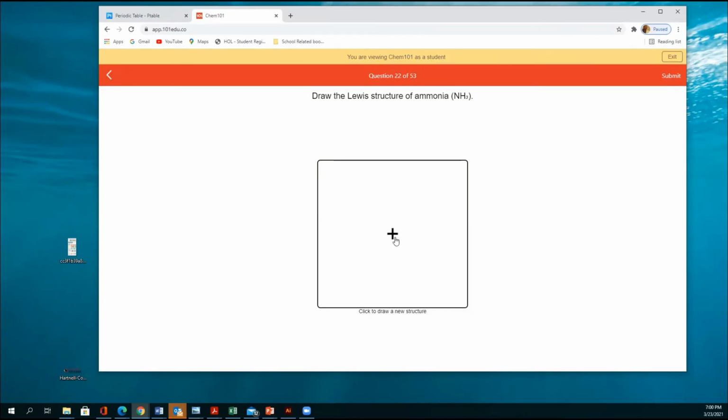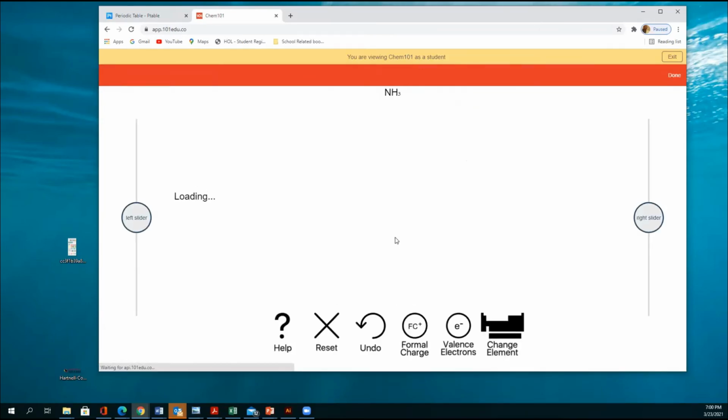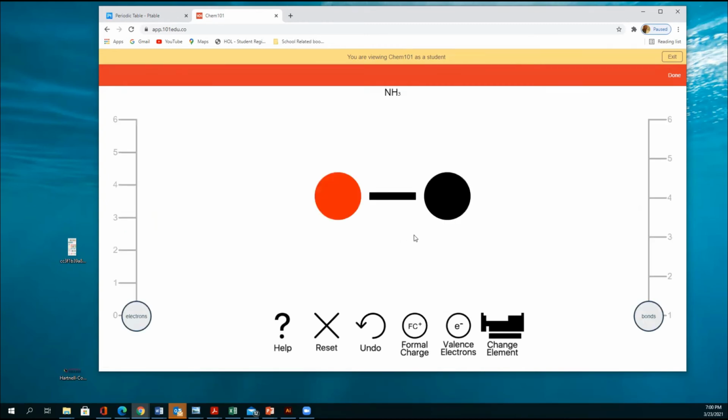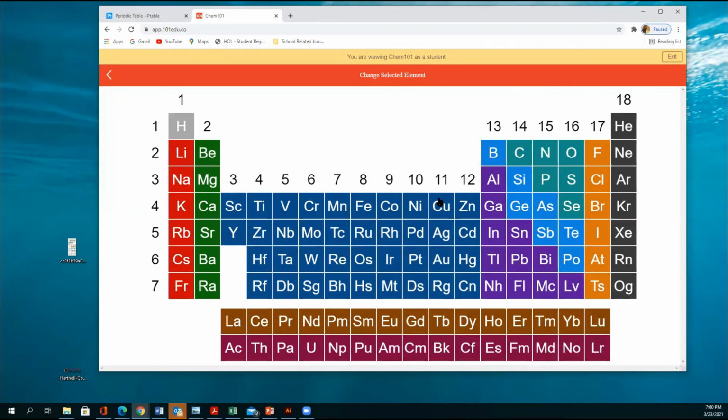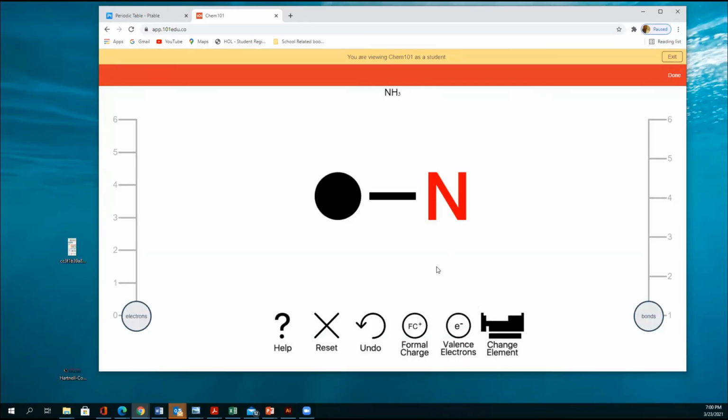Ammonia. Okay. Click on the area to draw. Did you get to see that way? The atom that you click on, if you double click on it, it takes you to the periodic table. You can say what it is. Our center atom is going to be who? For ammonia. Okay, that's going to be our center atom.